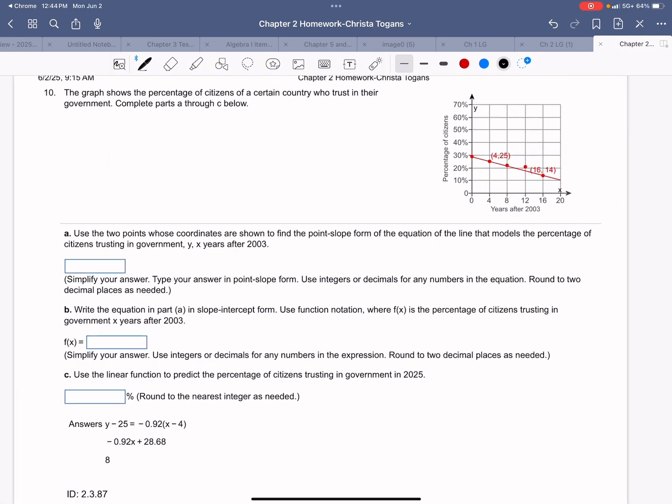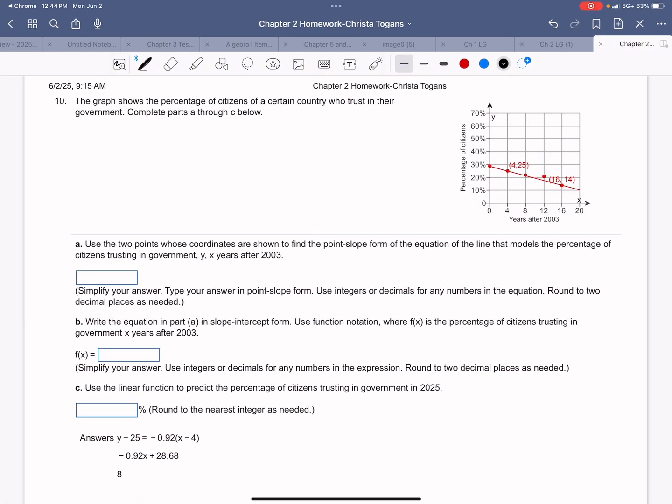For this one, I would just suggest you go through it with an example. You have to find the slope based on these points, right? And then once you find the slope, you just plug it into the point slope form. So you pick a point, and then you eventually plug in the value that they give you.